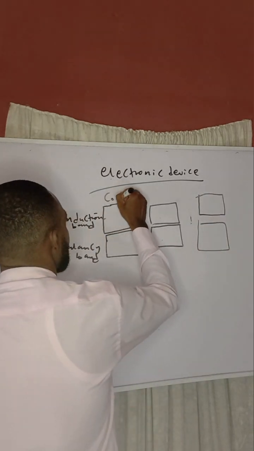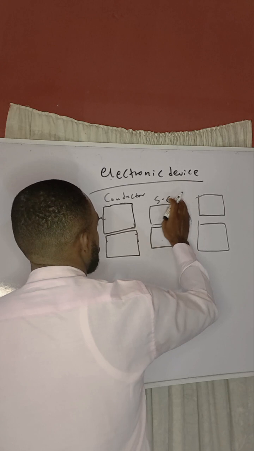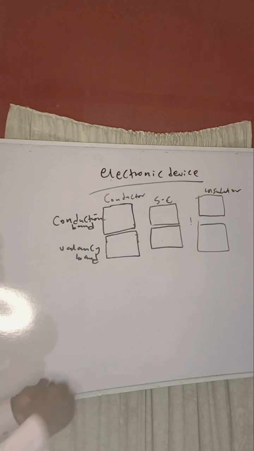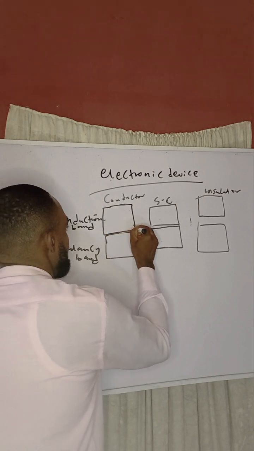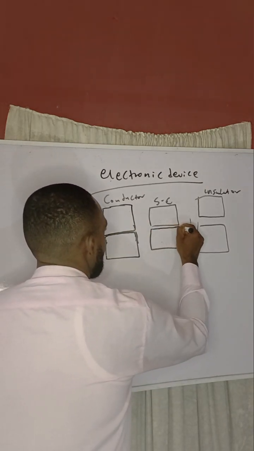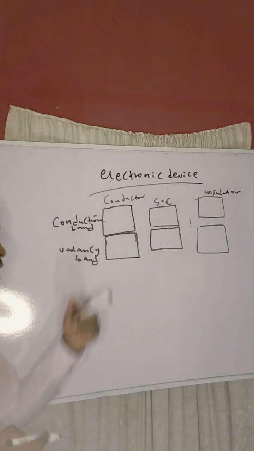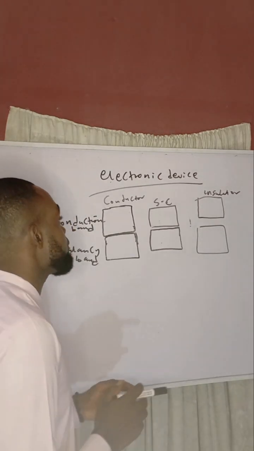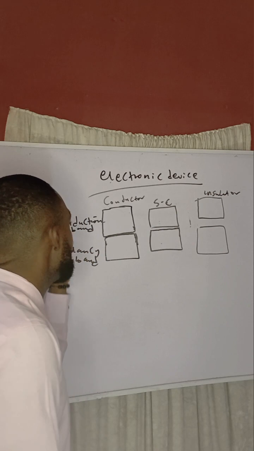So meaning this is the conductor, this is the semiconductor, while this one is called what? Insulator. So this is my conductor, this one is the semiconductor, while the other one is the insulator. If you look at the board now, you discover something. This is conductor, semiconductor, and what? Insulator.